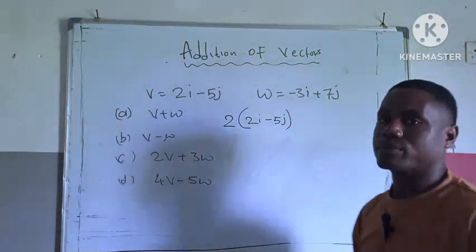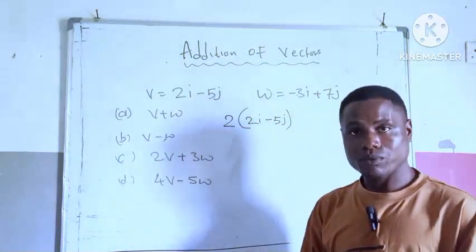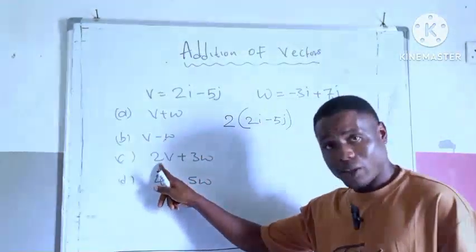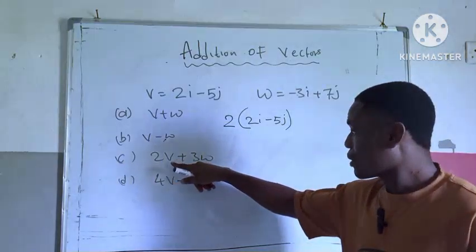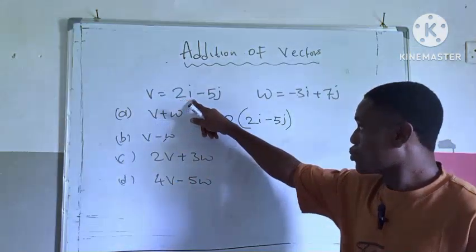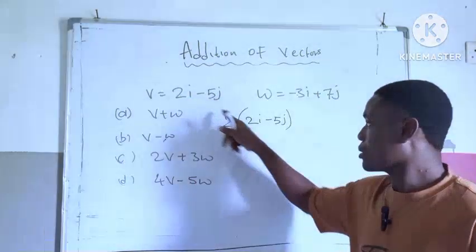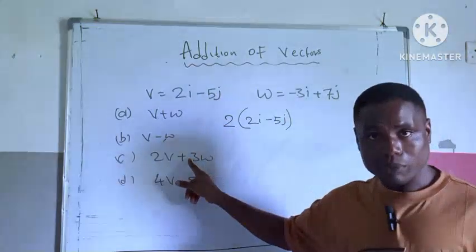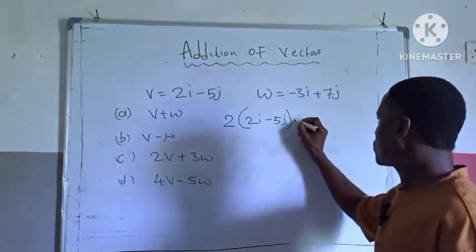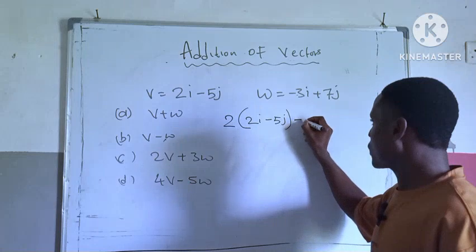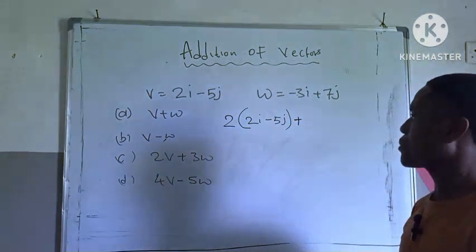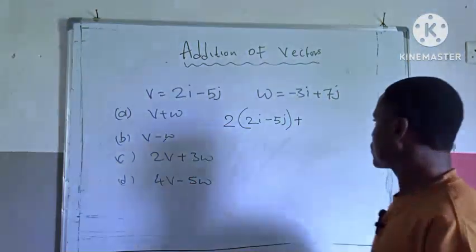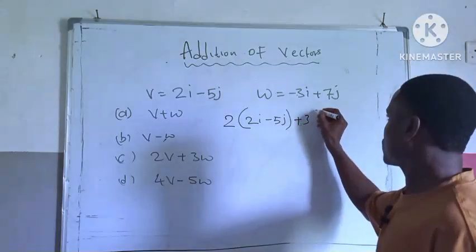5j. Hope you are following. We have 2 here. Are you getting it? And you know that the value of v is what? 2i minus 5j, abi? This is what we have. So we have plus at the middle, okay? So you put plus. Then this is what? 3, abi? So write 3.